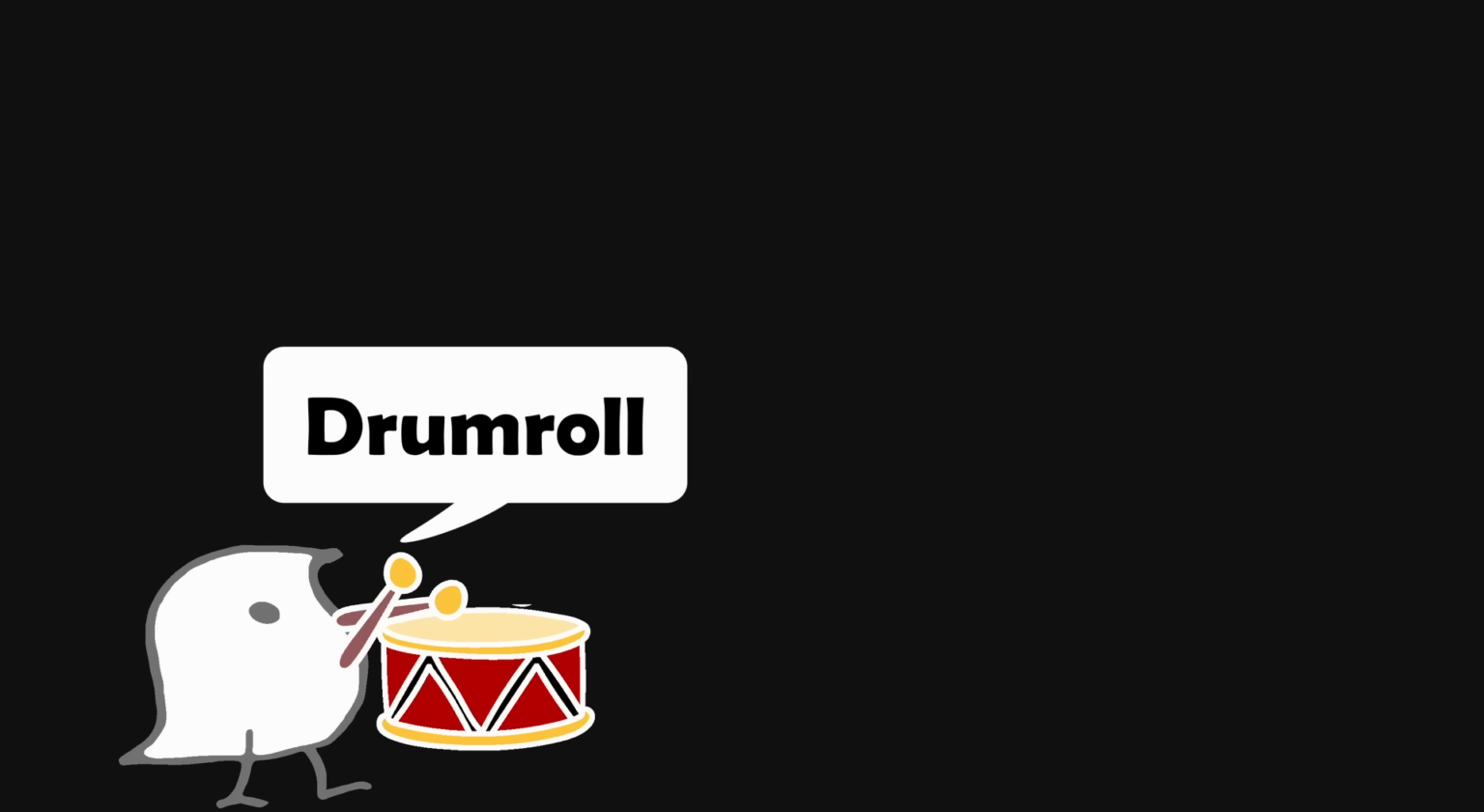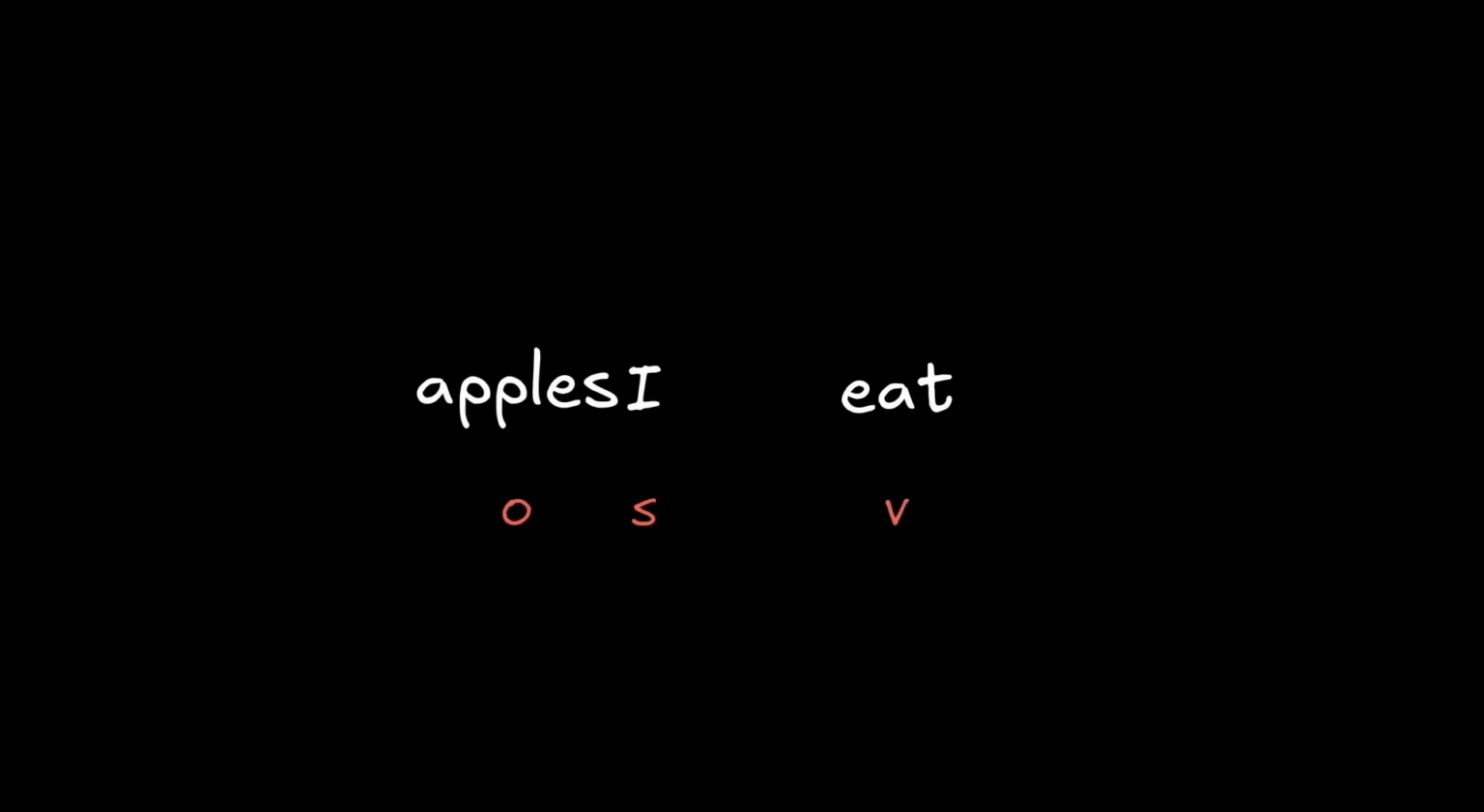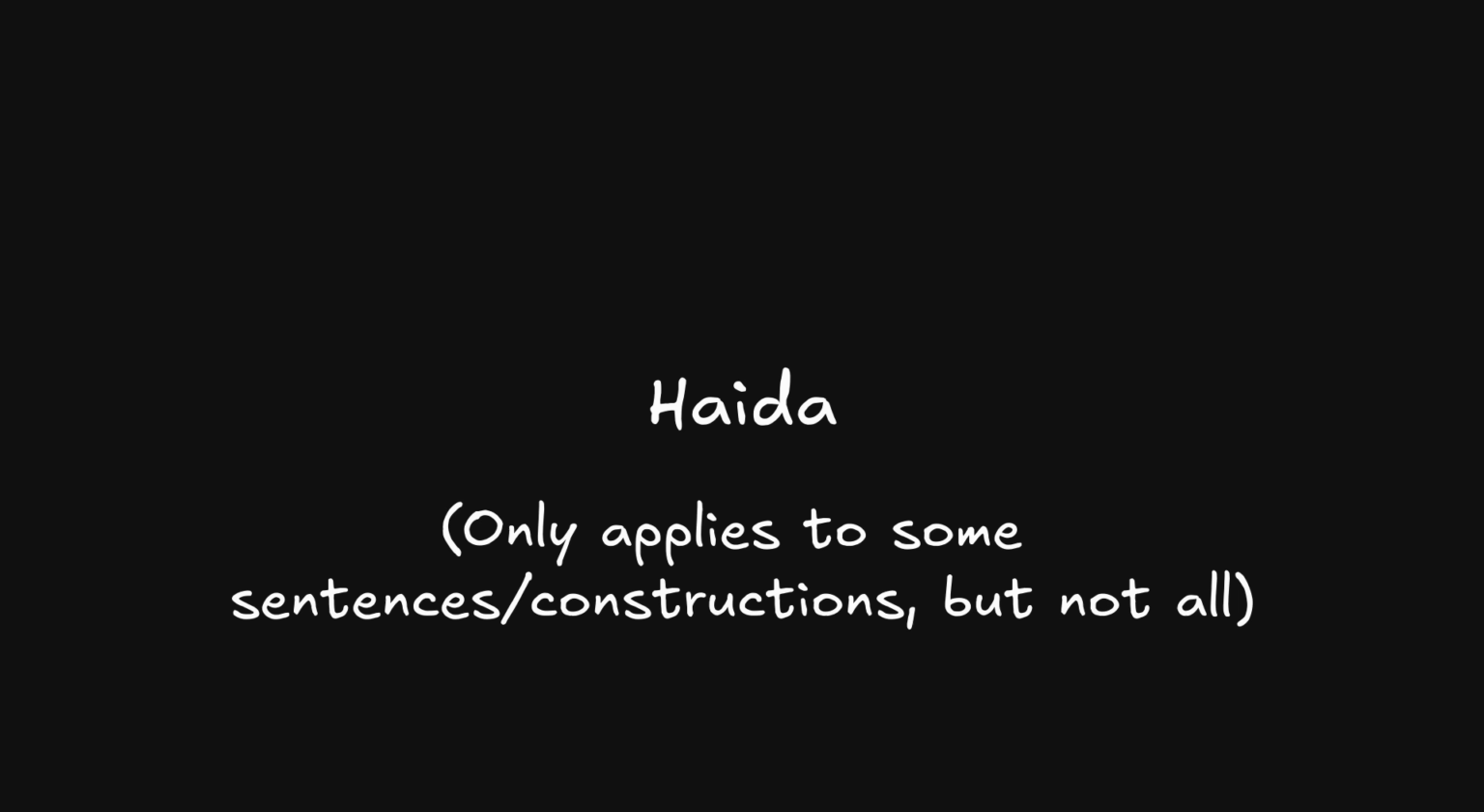Finally, the last word order, which is the less common one, OSV, object, subject, verb. Apples, I, eat. This includes the Apollinia language, an Amazonian language spoken in Brazil, or Haida in Canada. However, for Haida, this only applies to some types of sentences but not all of them. By default, an SOV order is usually used.